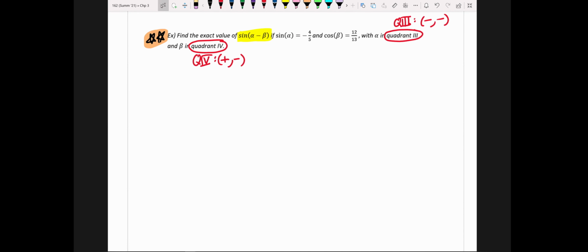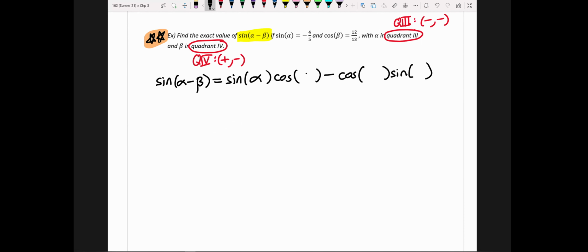So the sine identity for sine of alpha minus beta, that's the sandwich. That's going to be sine, cosine, cosine, sine. Insert first, second, first, second. Okay, so let's see what's given. We're given sine of alpha is negative 4/5. We're given that cosine of beta is 12 over 13.